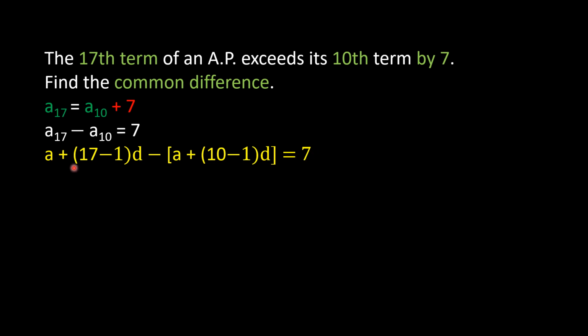Now we will simplify this expression. So we get A plus 16D minus A, minus into plus will be minus, 10 minus 1 will be 9. So minus 9D equals 7. Now A minus A becomes 0 and 16D minus 9D will be 7D. So we have 7D equals 7, that is D equals 1.